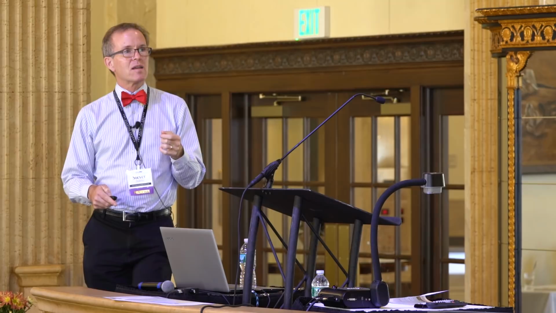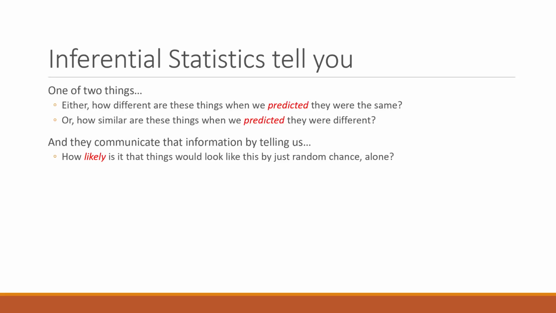So inferential statistics ultimately tell you, I'm making this as simple as possible, but it's all very true, only one of two things. They tell you either how different things are when we predicted, note the fact that I've made predicted a different color, because it's such an important word here, they would be the same. The other one is easy to predict, understand what's coming next. Or how similar things are when we predicted they would be different. These are the two things that happen in research.